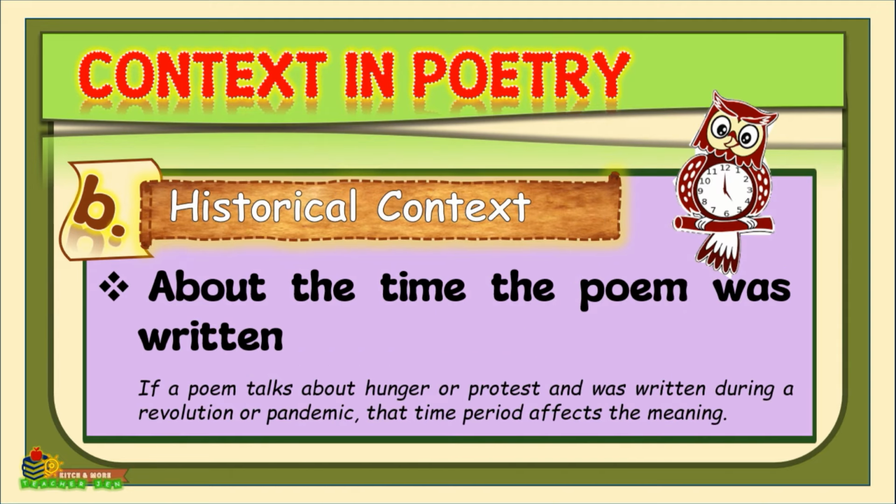Next is the historical context. It's about the time the poem was written. What was going on in the world back then? If a poem talks about hunger or protest and was written during a revolution or pandemic, that time period affects the meaning. Ask yourself, what was happening in history when this poem was written? How might that have influenced the poet's words?